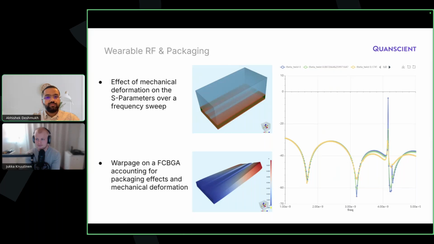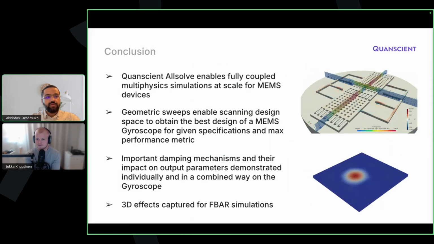So I wanted to end this webinar at this point. To conclude, we showed how Quanscient can help you to perform fully coupled simulations, and that too at massive scale, allowing geometric sweeps, including different damping mechanisms or damping effects, and also capturing 3D effects wherever they are important, especially in FBARs. And that would be the end of the webinar from my side.